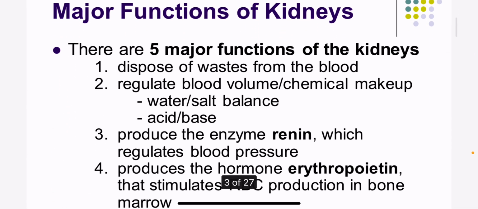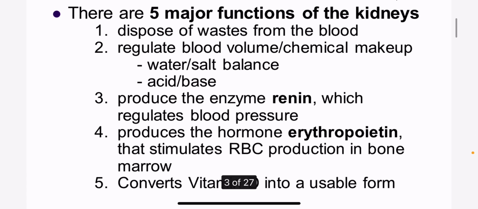So on this slide, it's going to talk about the 5 major functions of the kidneys. Well, one is going to get rid of or dispose of waste from blood. It's going to, as I just mentioned, regulate the chemical makeup of our blood. So looking at the water to salt or water to ion content, and help maintain our pH of 7.35.